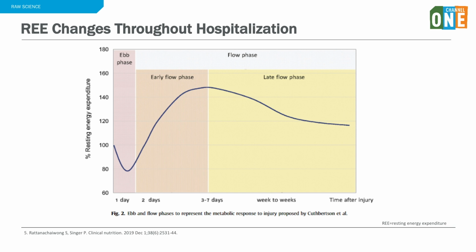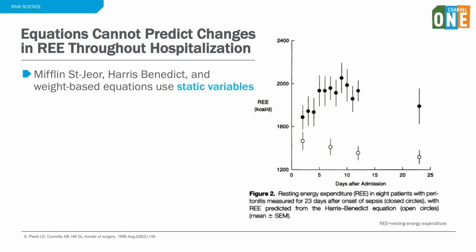Since REE changes throughout hospitalization, let's now think of what predictive equations we have to predict these changes. Some that I have listed here are the Mifflin-St. Jeor, Harris-Benedict, and weight-based equations such as 12 to 25 calories per kilogram. It's important to remember that these equations use static variables of height and weight.